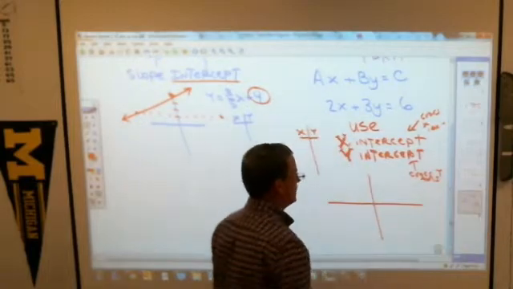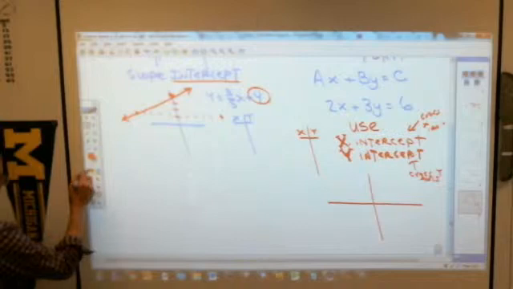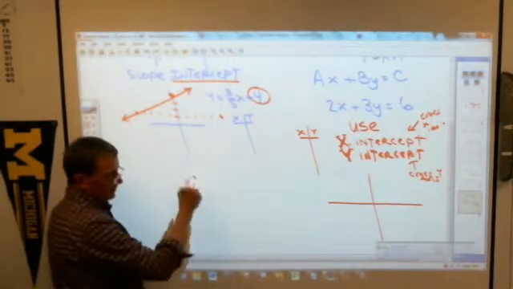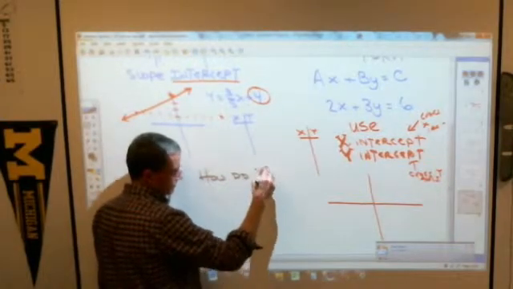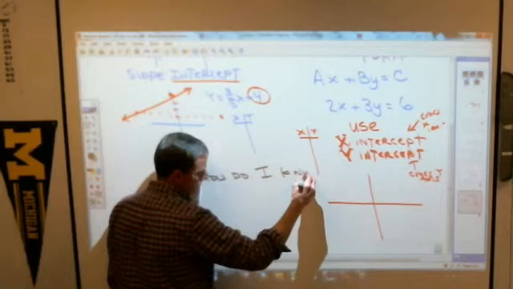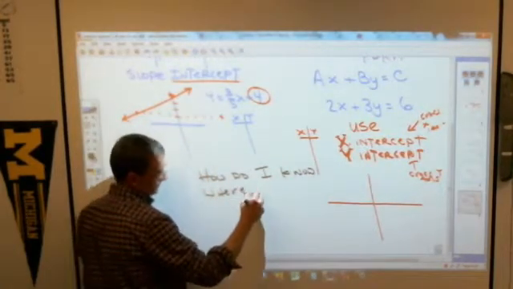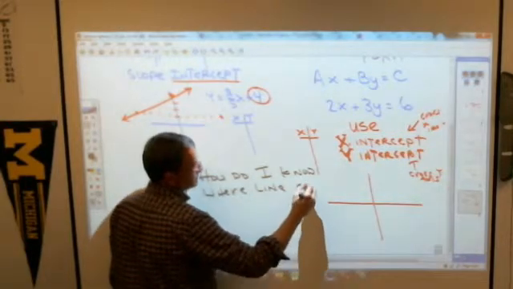Now we could stop right there and I could just set you free, but you would have no idea how to do this, so we'll actually explain what that means. Your question is this: how do I know where the line crosses the x and y axis? Somebody asked that.